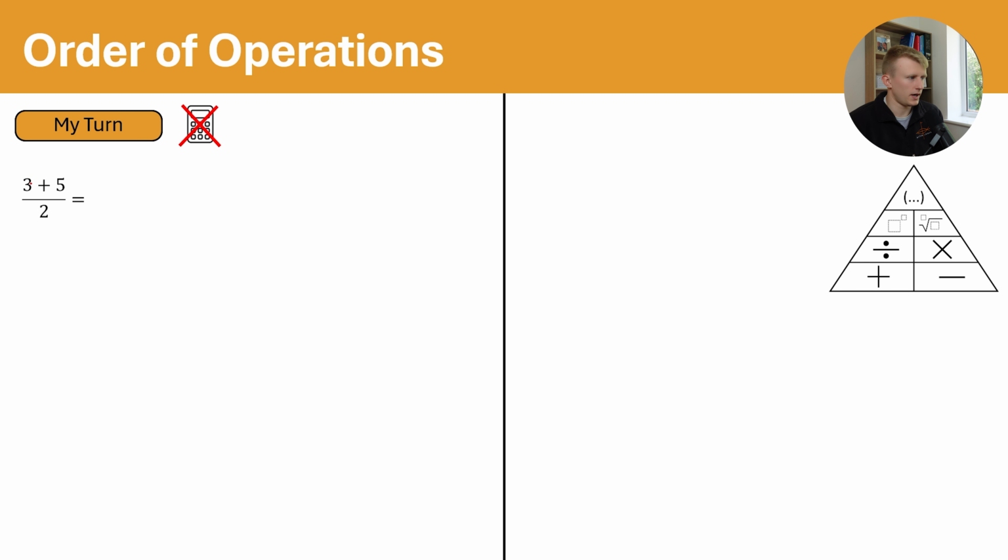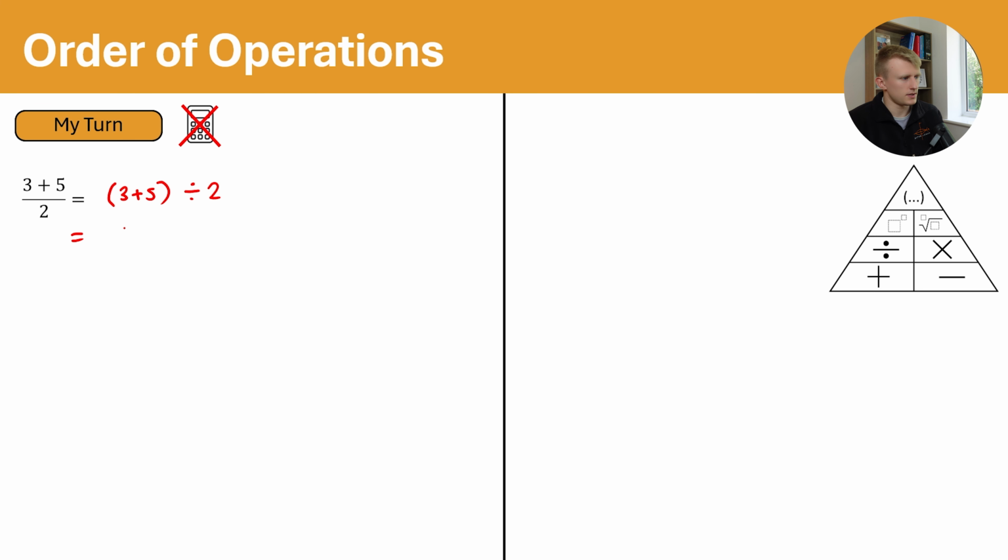So our next example, we have 3 add 5 all divided by 2. And this fraction bar here shows me that I'm dividing both 3 and 5 by 2. And in a sense, we could think of the fraction bar as acting like a pair of brackets. I'm dividing both 3 and 5 by 2. So we could think of it like this.